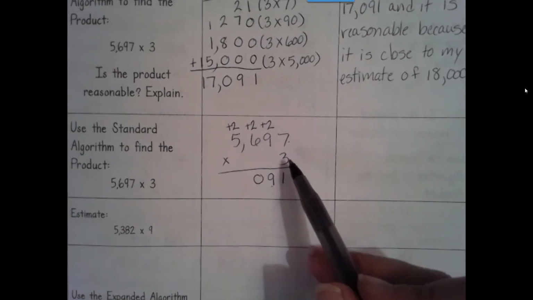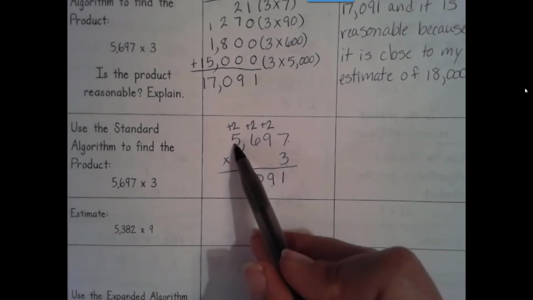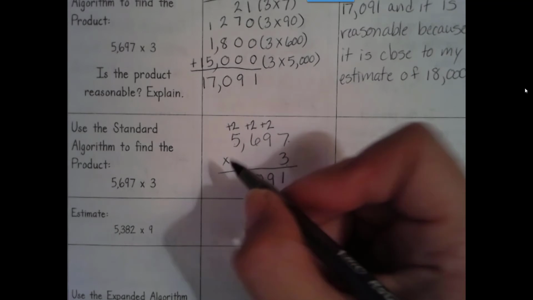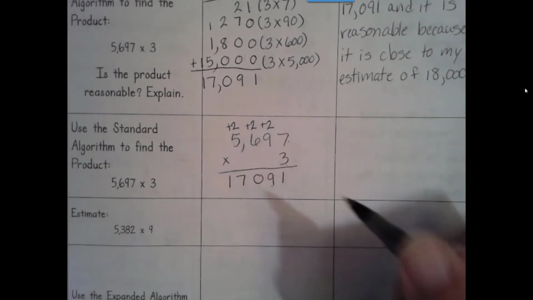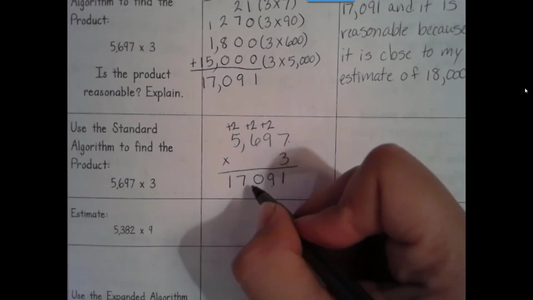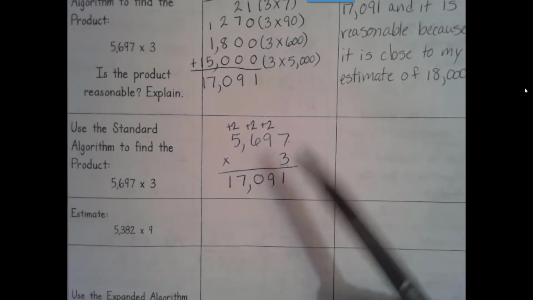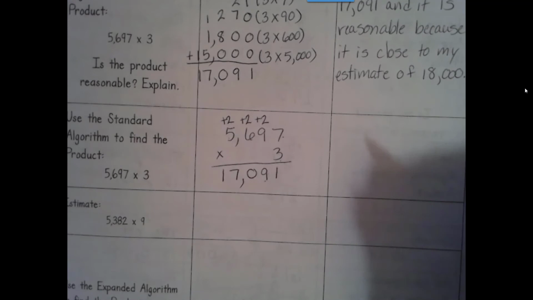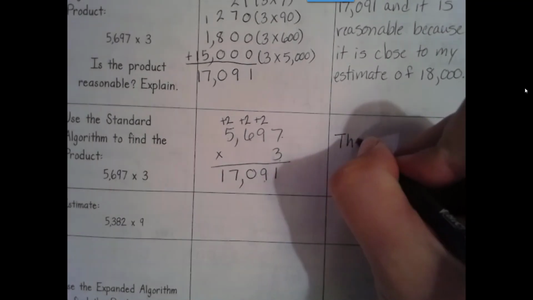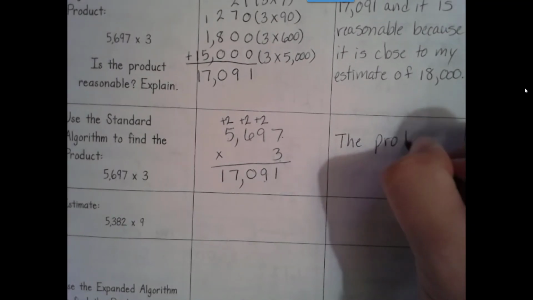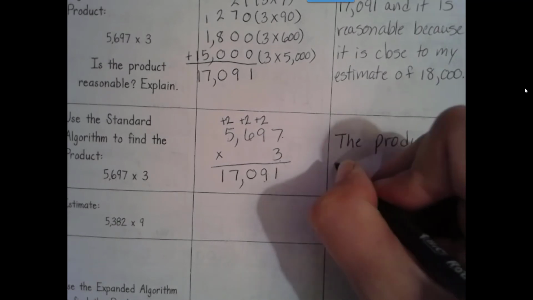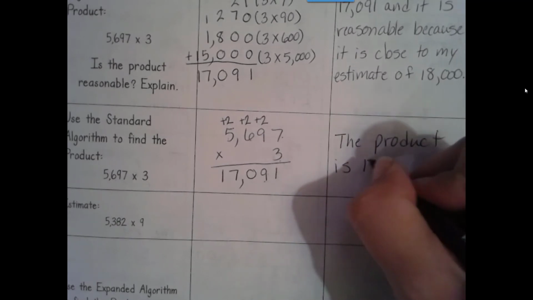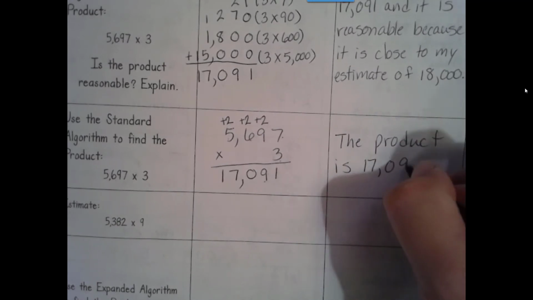We multiply first, then add. 3 groups of 5 is 15,000, plus 2 more thousands is 17,000. Ones, tens, hundreds, comma. So our standard algorithm matches our expanded. So the product is 17,091.